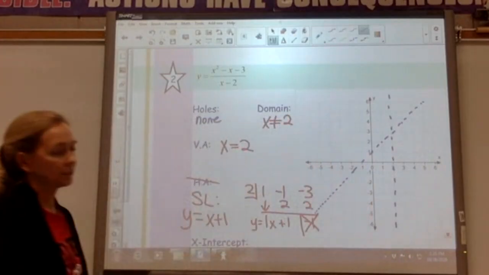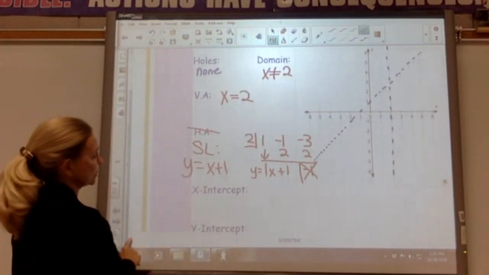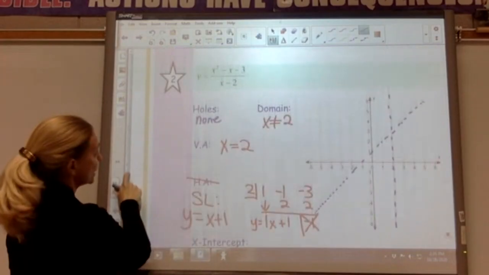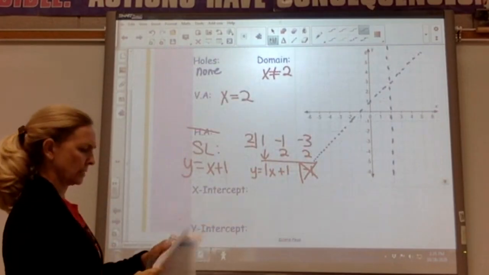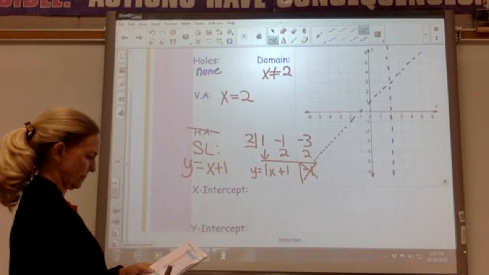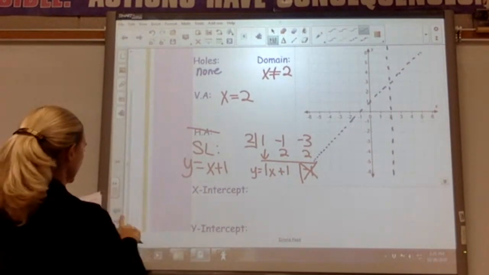Okay? So slanted. Now, the x-intercept, you set the numerator equal to 0 and solve. And so this, I can't even see this problem.